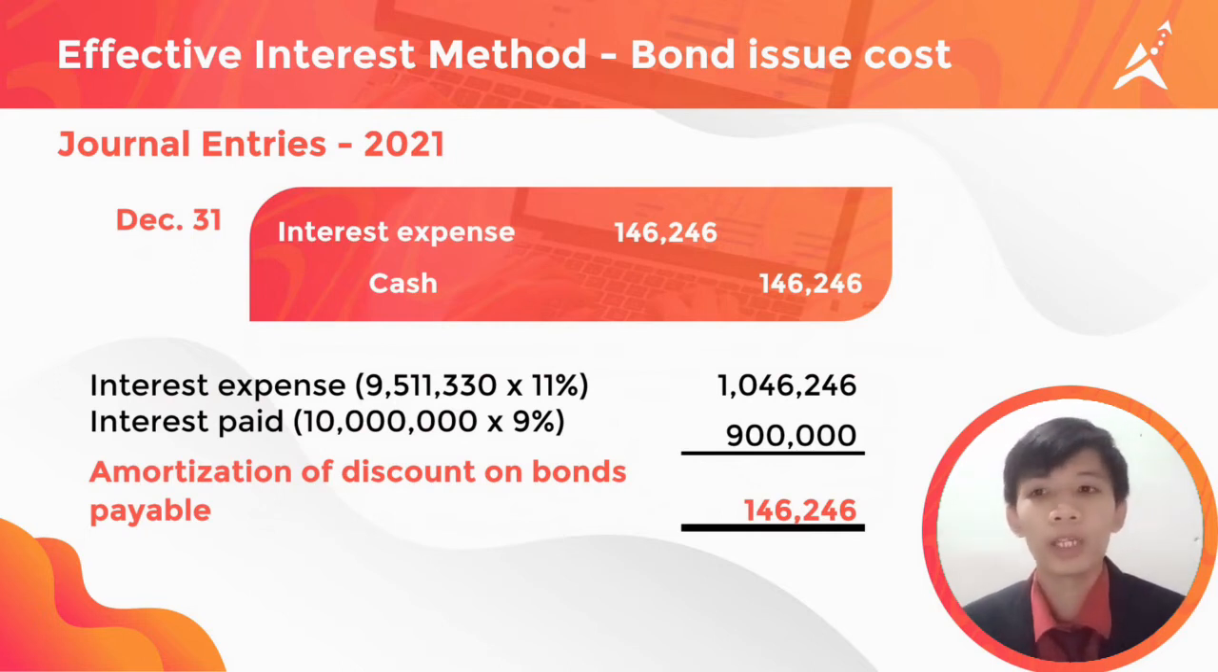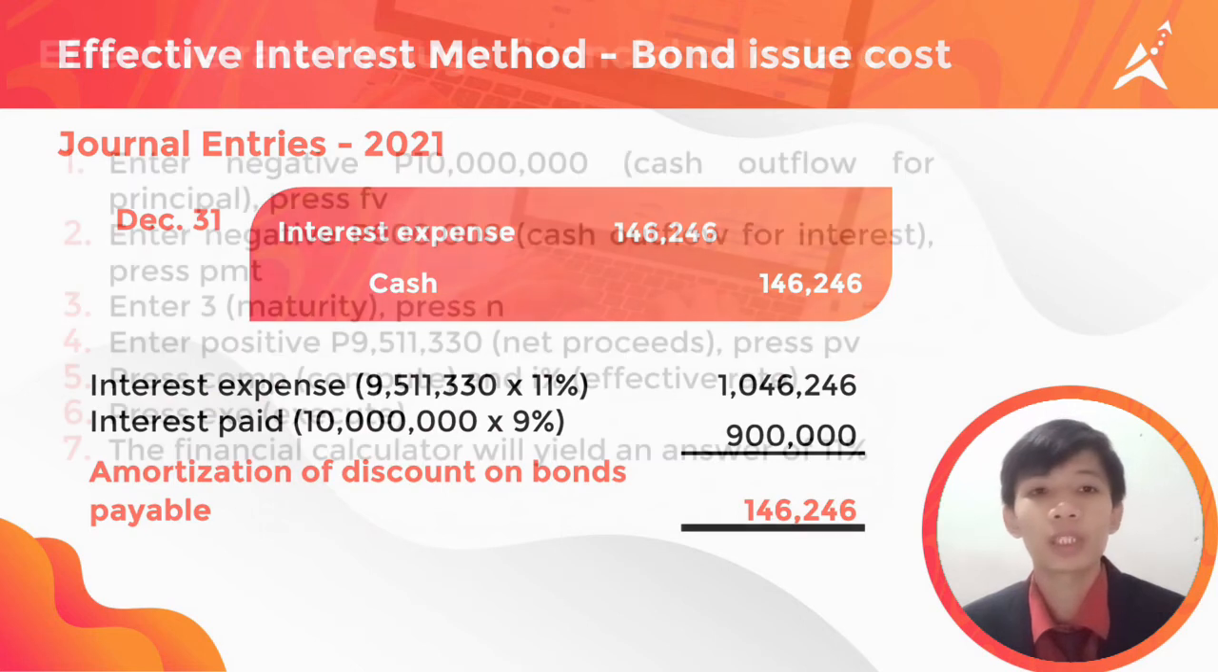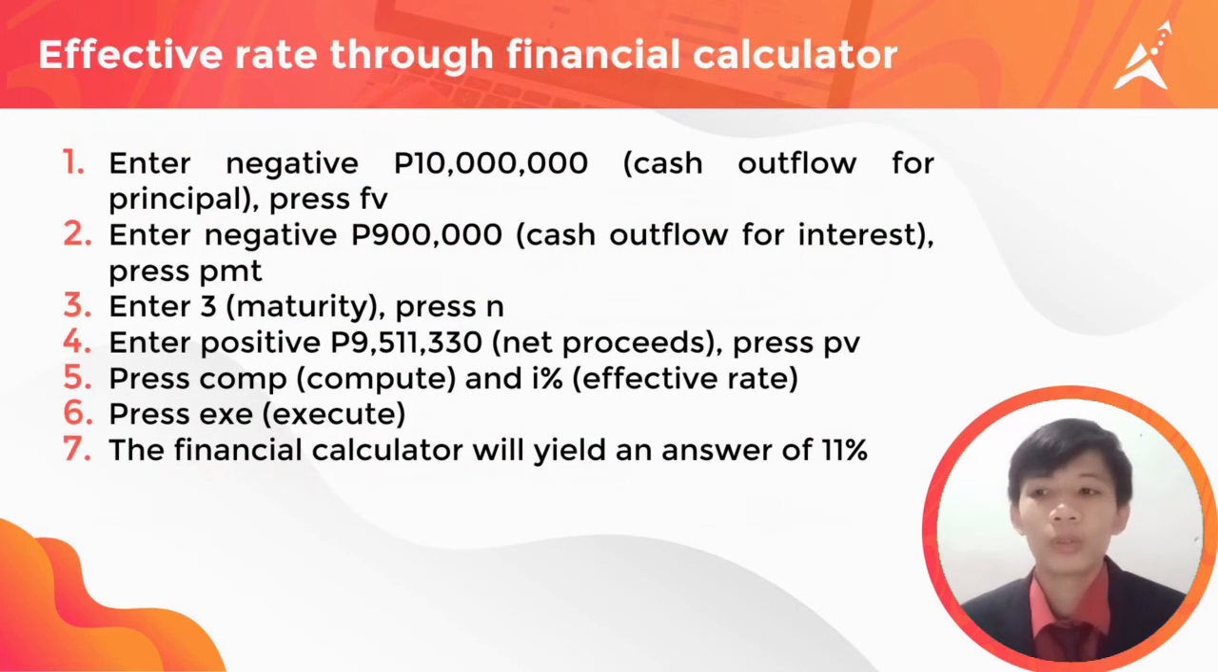You can also acquire the new effective rate by using a financial calculator. So these are the steps. First, you enter negative 10 million pesos, which is the cash outflow for principal, then press FV. 2. Enter negative 900,000 pesos, which is the cash outflow for interest, then press PMT. 3. Enter 3, which means maturity, then press N. Number 4, enter positive 9,511,330, which is the net proceeds, then press PV.